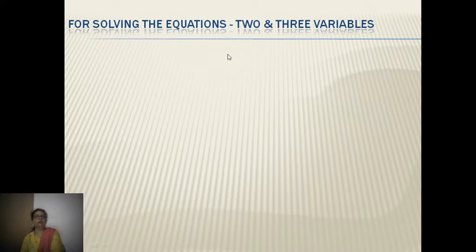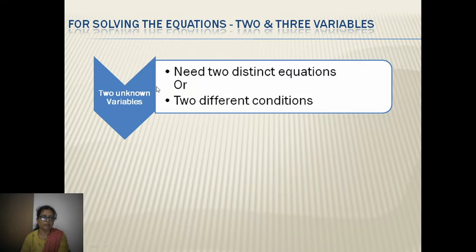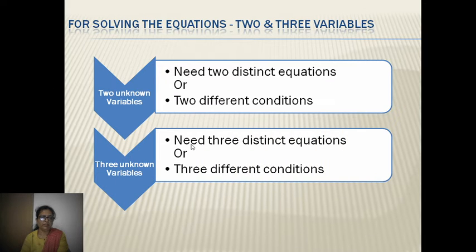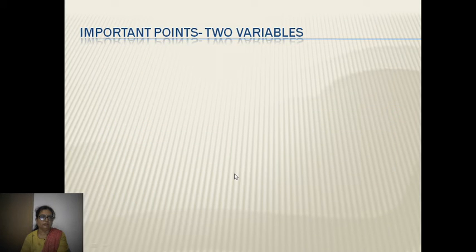Now, for solving equations with 2 and 3 variables: if two unknown variables are there, then we need two distinct conditions or two different equations. For three unknown variables, we need three distinct equations or three distinct conditions. Now, an important point for two variables, that means there are two equations.